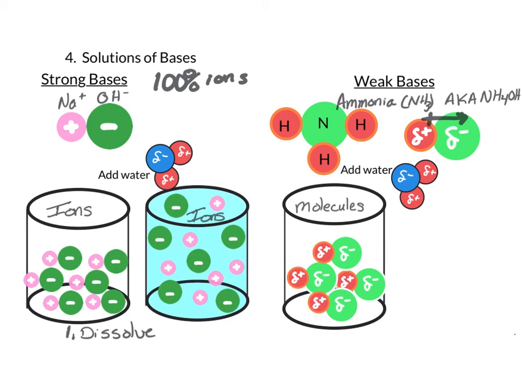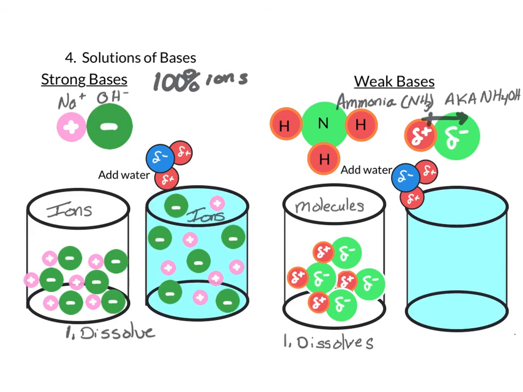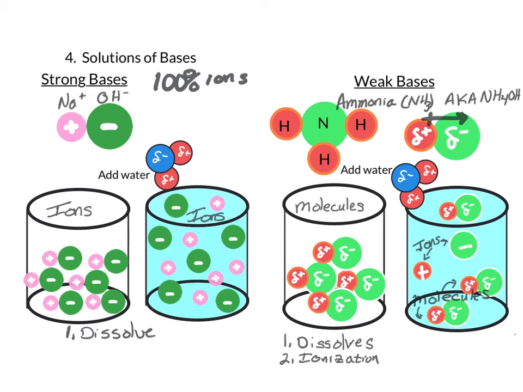Because this is a polar covalent compound, the first thing we will see is that it dissolves in water and it separates into its separate molecules. So it's separated by water, just like all of the polar covalent compounds were. Now in the case of the weak base, it's going to ionize, just like our weak acids and strong acids did. It was covalent, and now it ionizes, it forms ions. And those ions are the ammonium ion, NH4+, and the hydroxide ion, OH-.